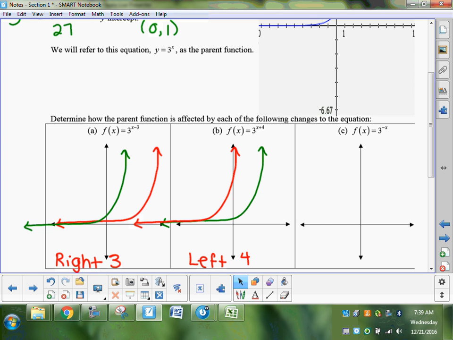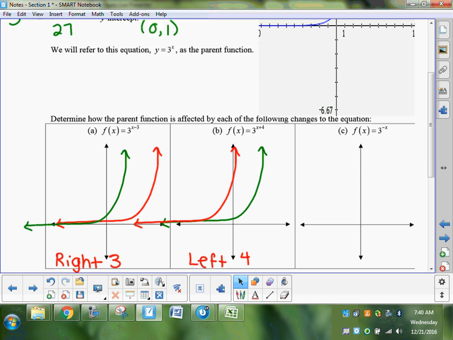What do you think would happen if you negate the x? Think about a point that would be on the graph, like let's say (1, 3). Now, when you negate the x, if I plug in a 1, the function's going to negate that, so I'd evaluate 3 to the negative first. What do you think that's going to cause if you negate the input?